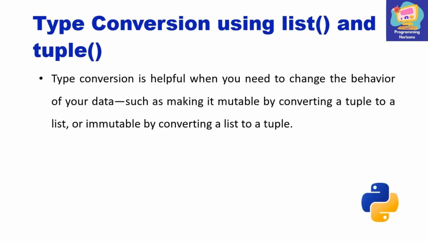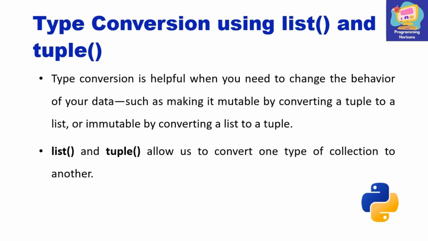So type conversion is helpful when you need to change the behavior of your data, such as making it mutable by converting a tuple to a list, or immutable by converting a list to a tuple. For this purpose, we have two important methods called list and tuple methods, which allow us to convert one type of collection to another. Let's see a few examples.